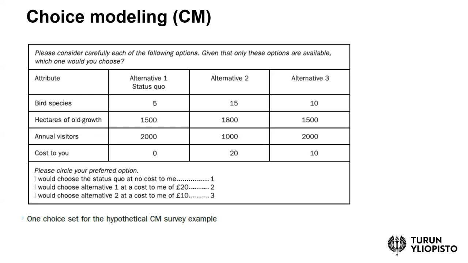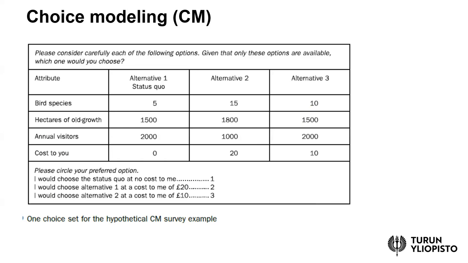In this example, also taken from the textbook, the respondents are given three alternatives to choose from. Alternative number one represents the status quo, and alternatives two and three would involve some cost to the respondent, but also some kind of improvement in the degree of nature protection.